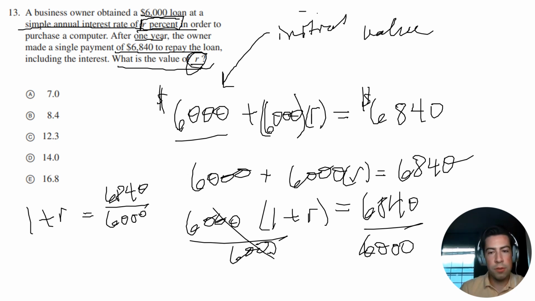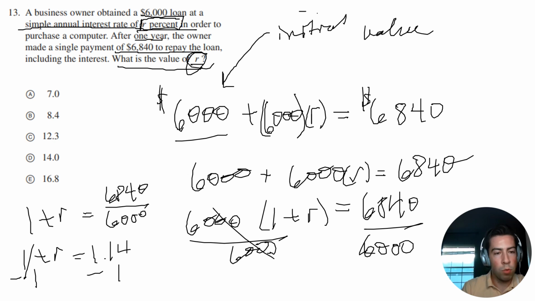I'm actually just going to use the calculator here. I brought the calculator this time. So 6,840 divided by 6,000. We're going to have 1 plus R equals 1.14, okay? Now I'm going to subtract off this 1, and then I'm going to have R equals 0.14.